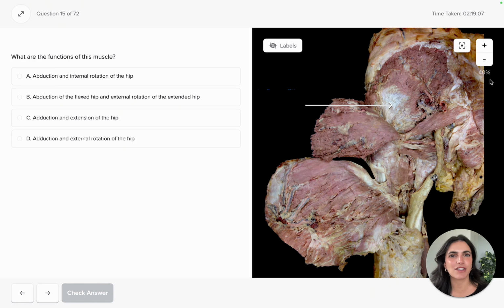Gabby here from Med School Bootcamp, and here we're looking at a dissection along the posterior aspect of the gluteal region. So to orient ourselves, let's first identify some of the structures. Superiorly, right over here, we can see this round area. This is going to represent the iliac crest on the ilium bone, one of the bones that forms the pelvis.